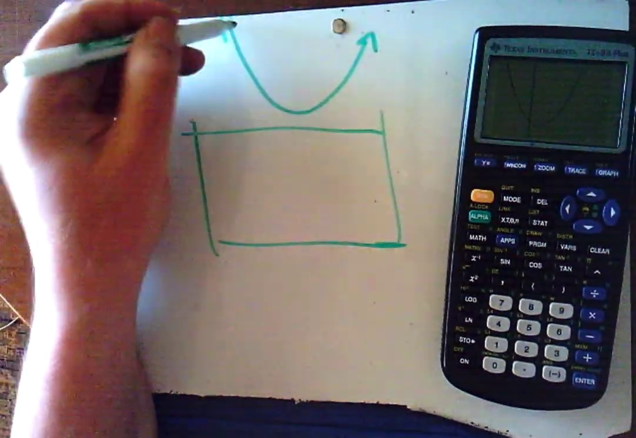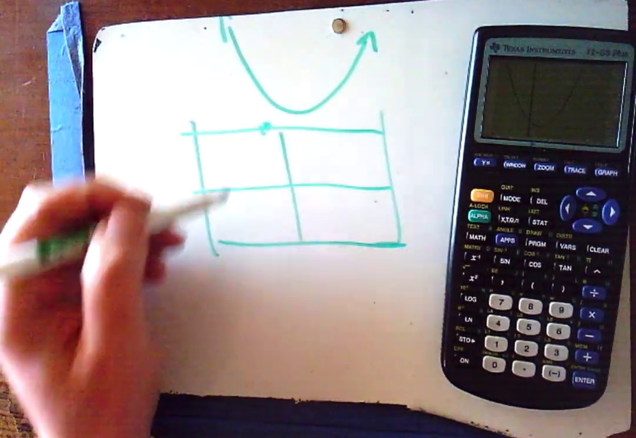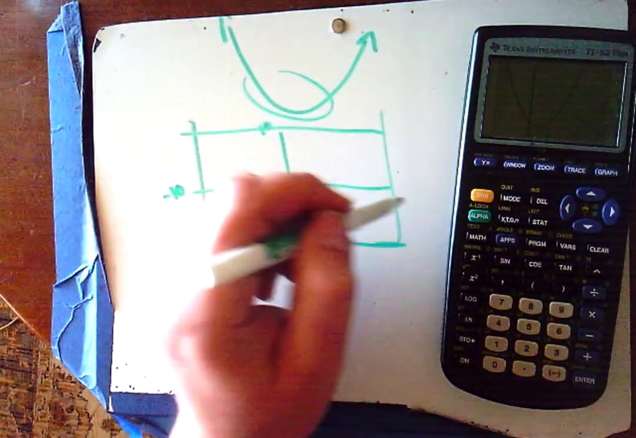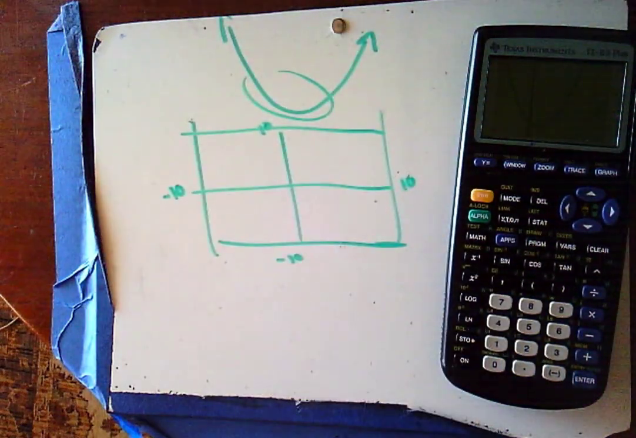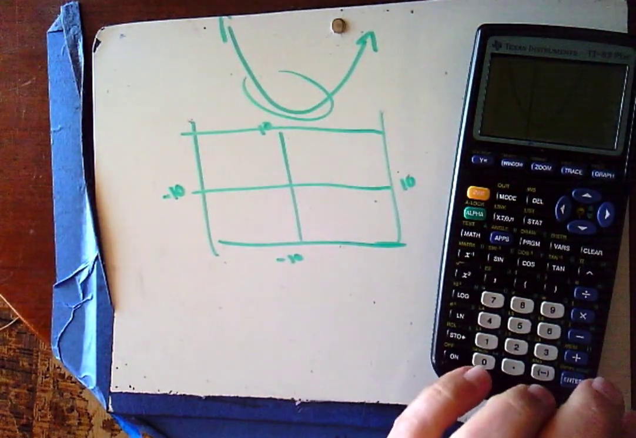So what had happened before was that we used the standard viewing window, but our parabola was up here, and we couldn't see it because we were stopping at 10. We couldn't see where the parabola was. So don't think your calculator is broken just because when you graph the function, you don't see the function. Think about changing your viewing window, okay?